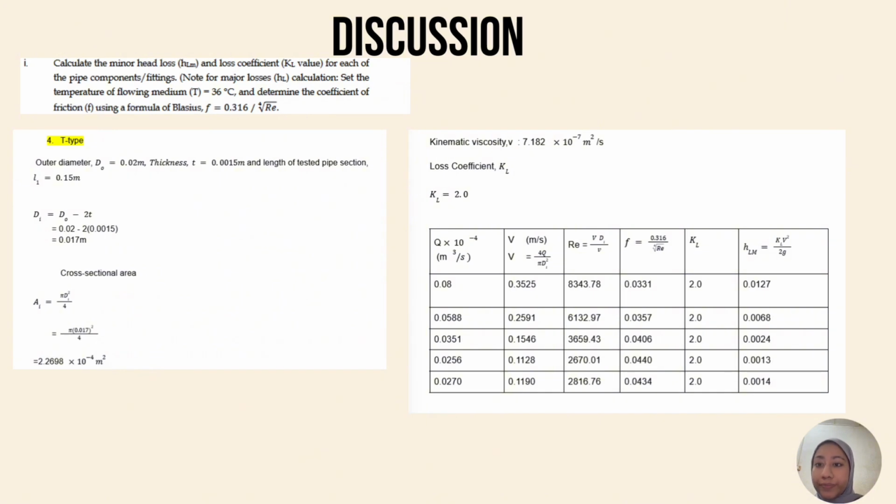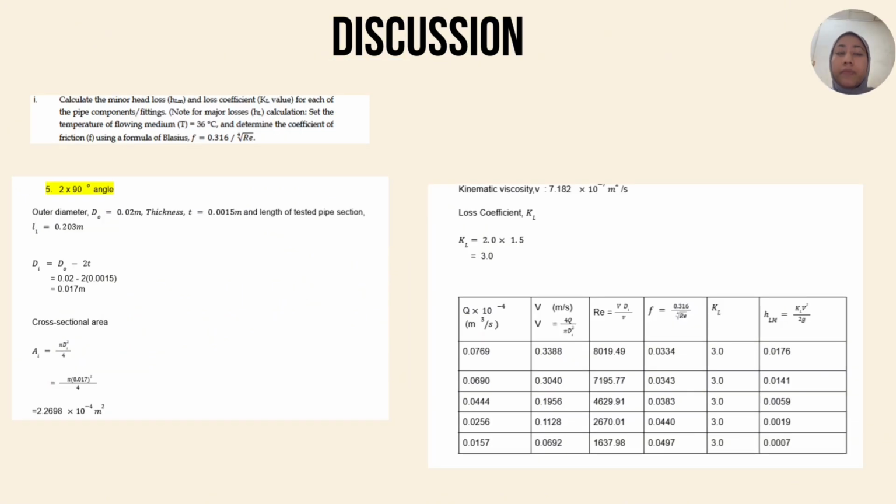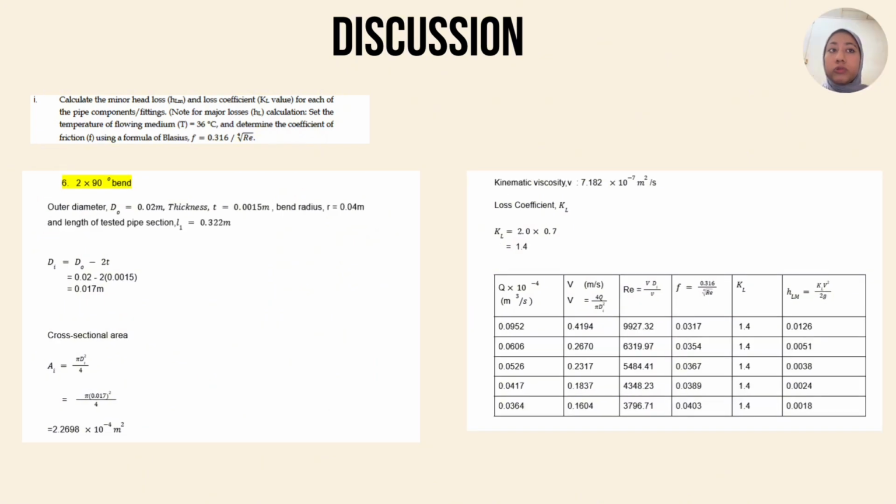Now for 2 times 90 degree angle, we will find the diameter, the cross-sectional area, and the kinematic viscosity and the loss coefficient, which is 3.0. And lastly, we will make the table and calculate the minor head loss for each flow rate. For 2 times 90 degree bend, also the same, we will find the diameter, the cross-sectional area, and the loss coefficient KL, which is 1.4, and lastly we will find the head loss for every flow rate.